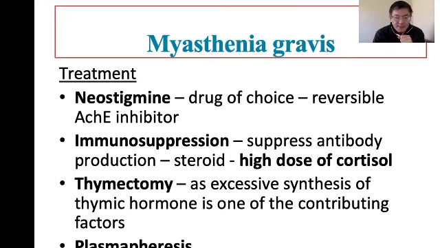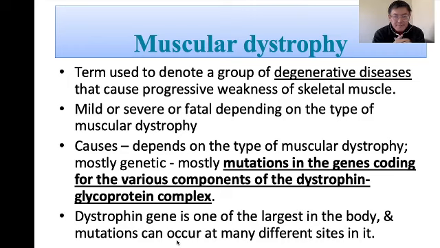The last step we can use is plasmapheresis. We can use the plasma of healthy people to replace the plasma of the patient to decrease the antibody volume in the patient. This treatment actually is used in patients with severe symptoms.